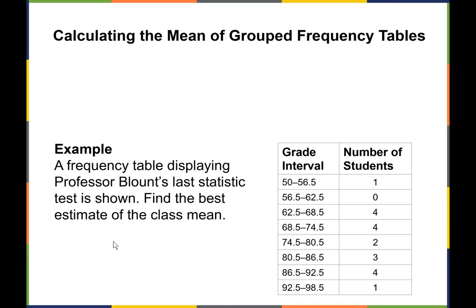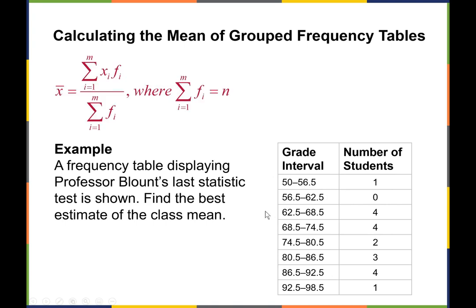All right, the last thing we're going to talk about in this section is calculating the mean of a grouped frequency table. Let's suppose we were given a frequency table about a statistics test. It says that for grades between 50 and 56.5, there was one student. From 56.5 to 62.5, there was zero, et cetera. From this information, we want to try to calculate the mean. The trouble is we don't know exactly what value the student had that was between 50 and 56.5. We don't know the exact values the four students had who are from 68.5 to 74.5. So we're going to take the midpoint of this interval, found by averaging those two numbers, and assign that to each student.